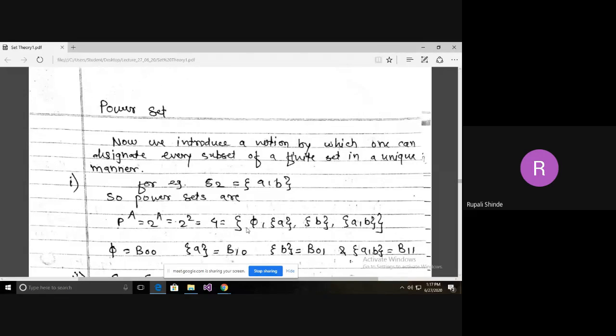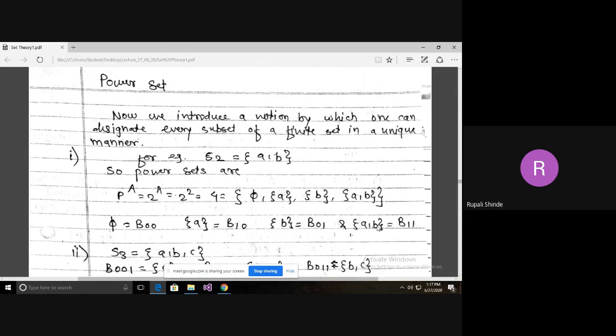Again we have seen phi is the first element of every power set. That's why the first element is phi. Phi means an empty set. Then the next element is set A, then set B, and the last one is set A comma B. Now we have to represent each of these sets by some symbols.